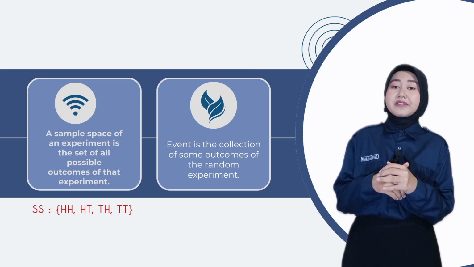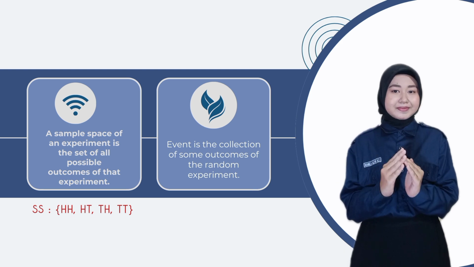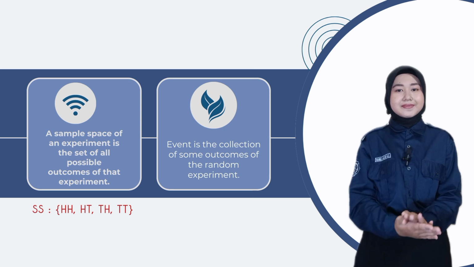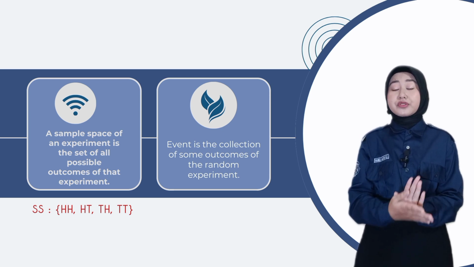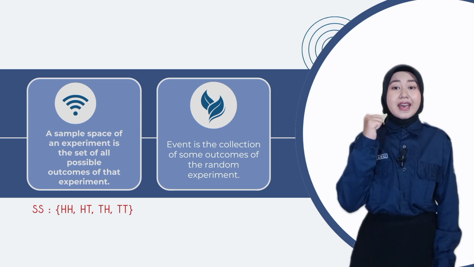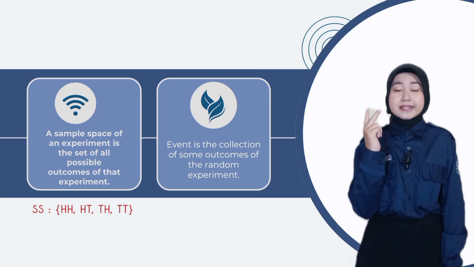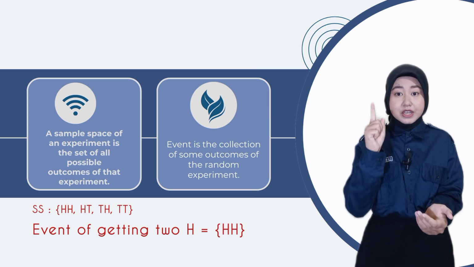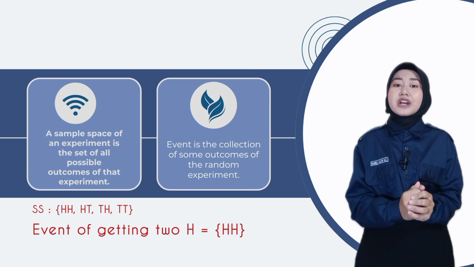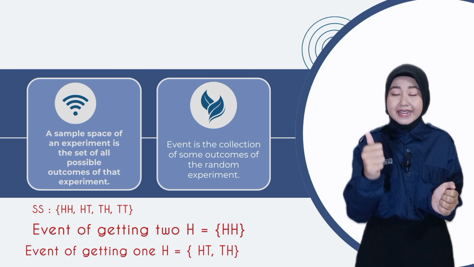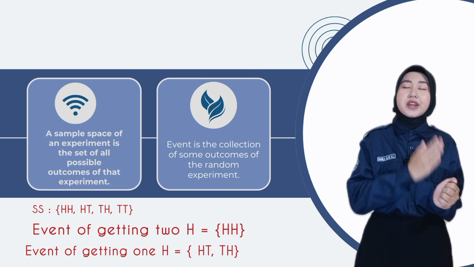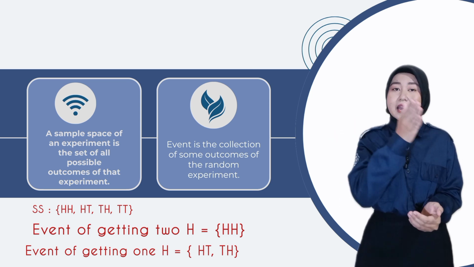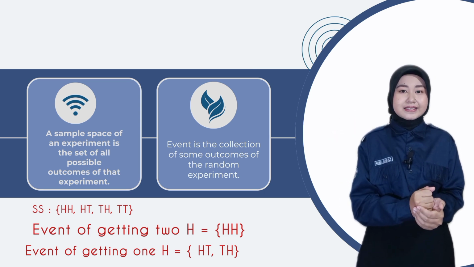Now coming to the next definition, the definition of event. An event is a collection of some outcomes of the random experiment. We know the sample space of tossing two coins: head head, head tail, tail head, and also tail tail. An event of getting 2 heads is head head, just one possibility. An event of getting 1 head has head tail and tail head. The first coin is head and the second coin is tail, or the first coin is tail and the second coin is head.